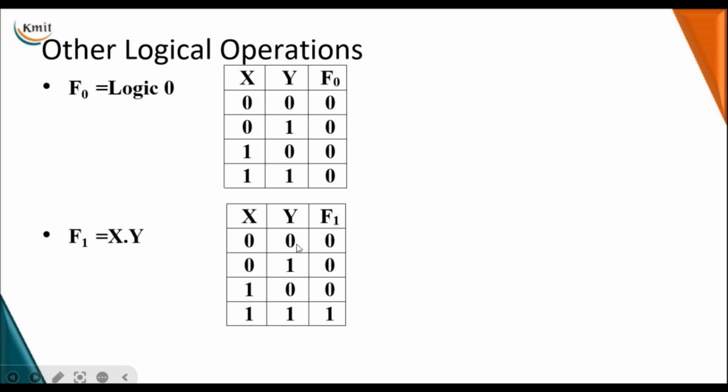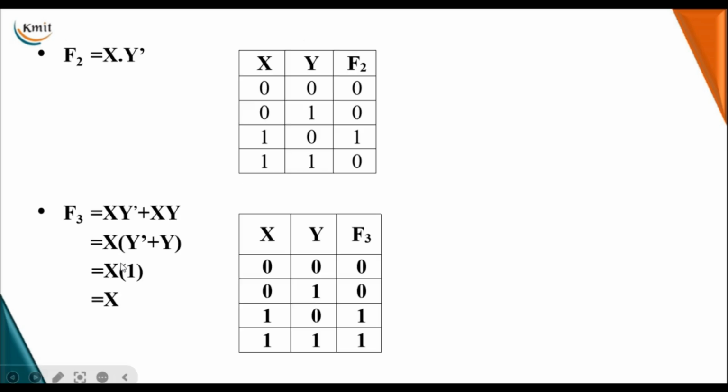F1 is 0 for 0 0, 0 for 0 1, 0 for 1 0, and 1 for 1 1. The functional value is 1 only when x is 1 and y is 1. If I take that as a product term, xy resembles an AND operation between the first and second variable. So F1 implements an AND operation between the first and second variable.